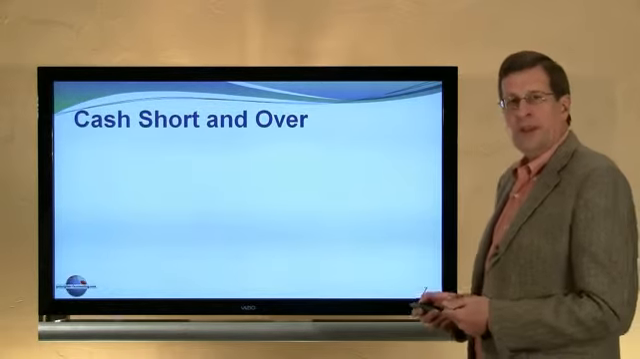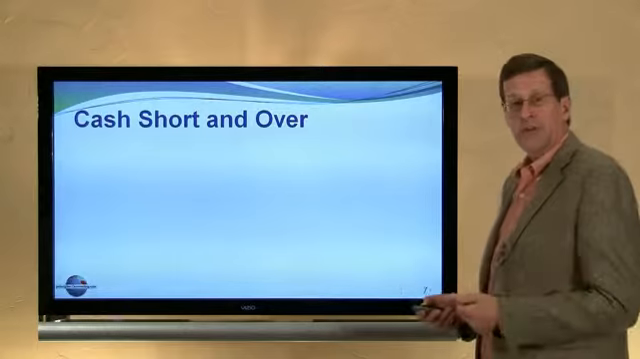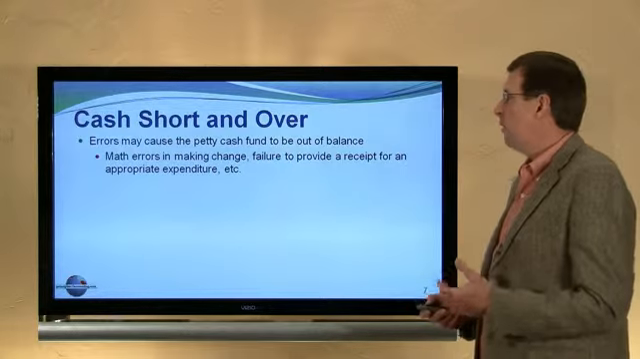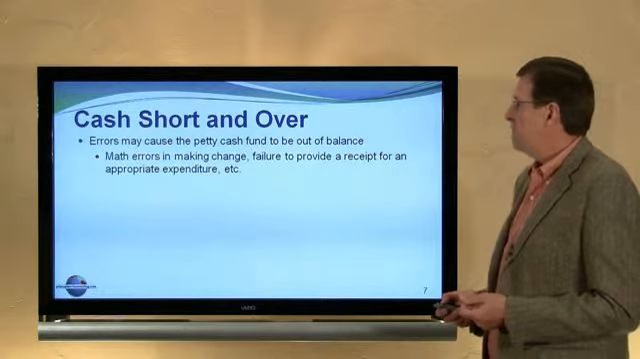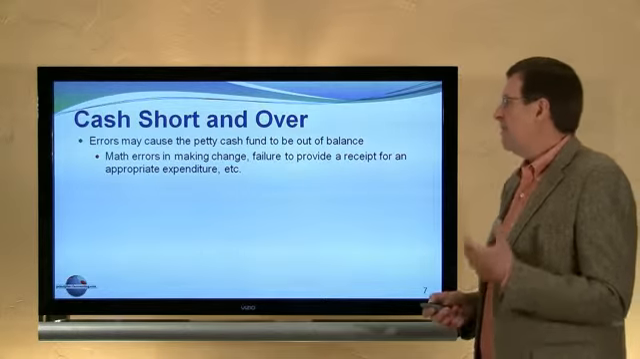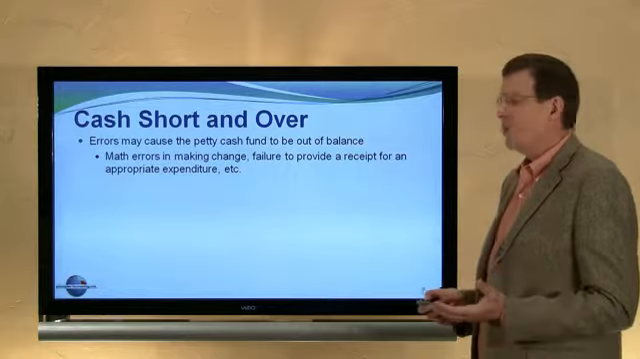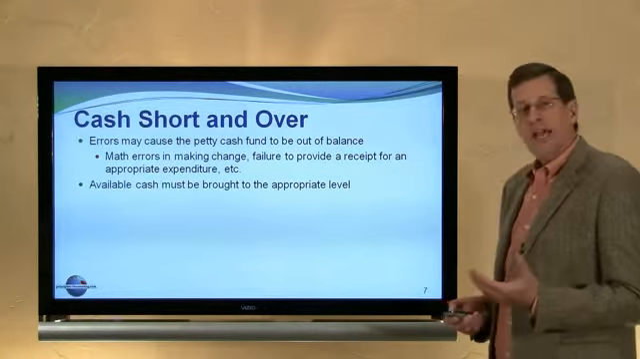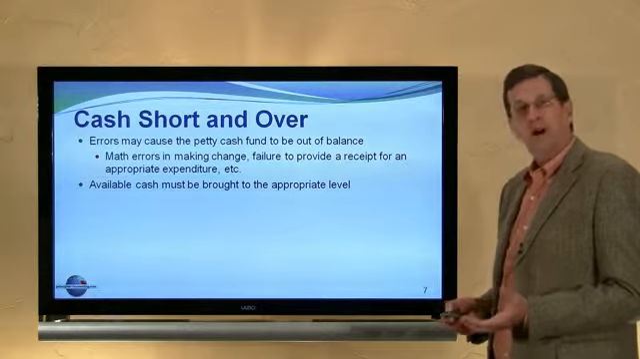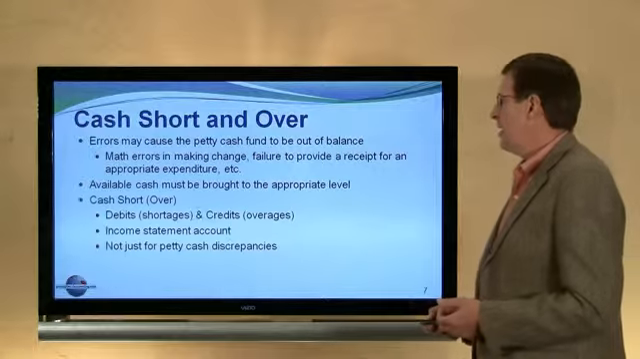Sometimes the petty cash fund or any other cash account, a cash register for example, may be short or over. Small errors can occur. Errors may cause the petty cash fund to be out of balance. There can also be math errors in making change, failure to provide a receipt for an appropriate expenditure, and so on. Nevertheless, the available cash in the box needs to be brought up to the $1,000 or the appropriate level.